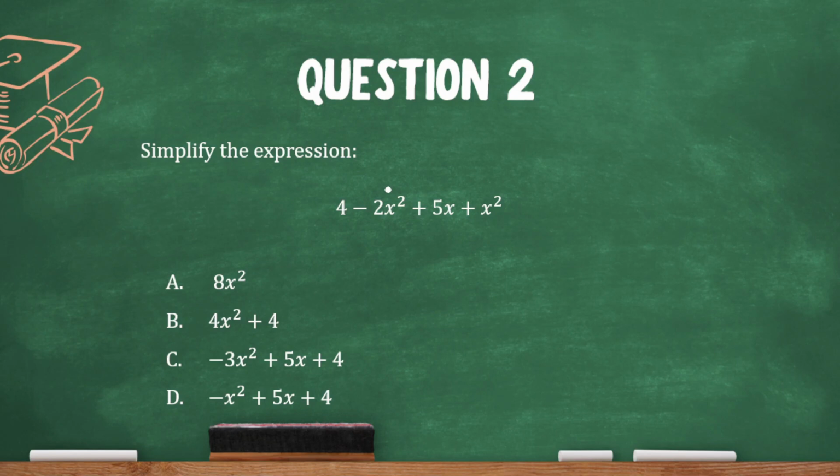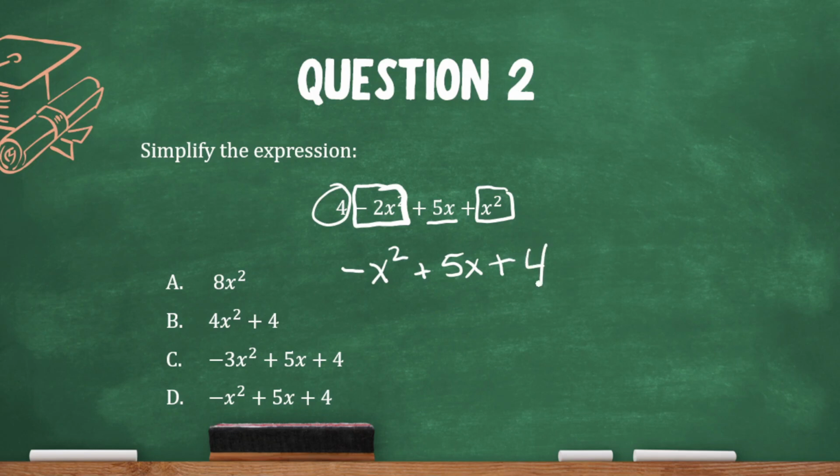All right, let's identify our like terms. We've got negative 2x squared and x squared. So negative 2x squared plus x squared is negative x squared. And then we've got 5x. That does not have a like term, so we'll just carry it down. And then we've got 4. So let's add that on the end. And our answer is D.